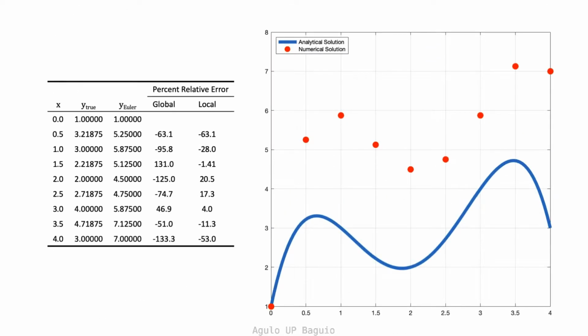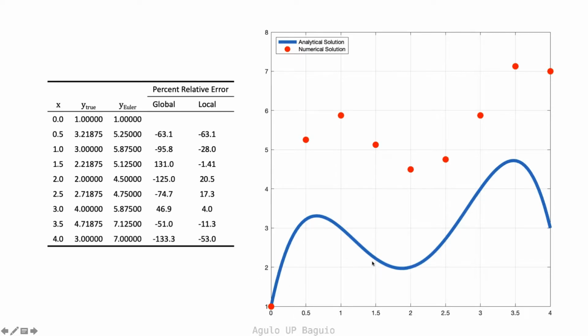When we complete the calculation, we immediately see that the error is quite large. You can see it here. So we begin with 63%, 96%, and then at x equals 1.5, we have 131%. At x equals 2, we have 125%, and so on and so forth. This is because of the basic assumption of Euler's method, that is, the slope is determined by the value of the ODE at the initial position.